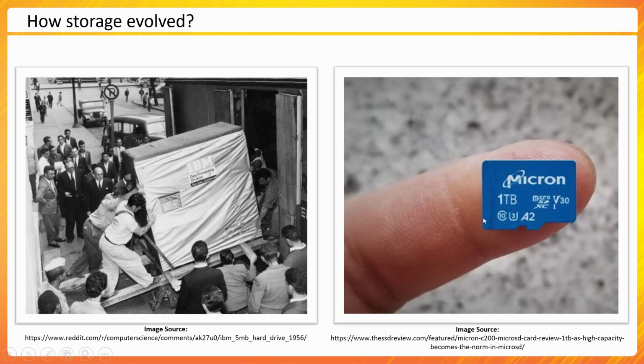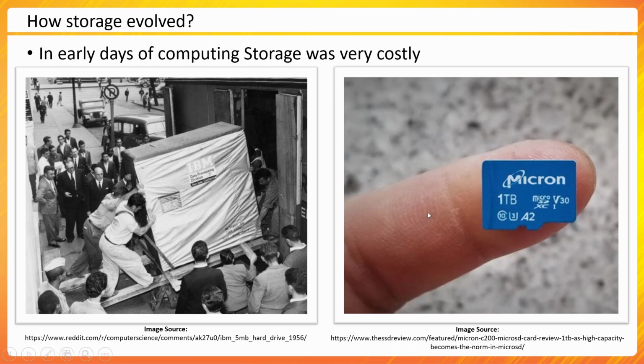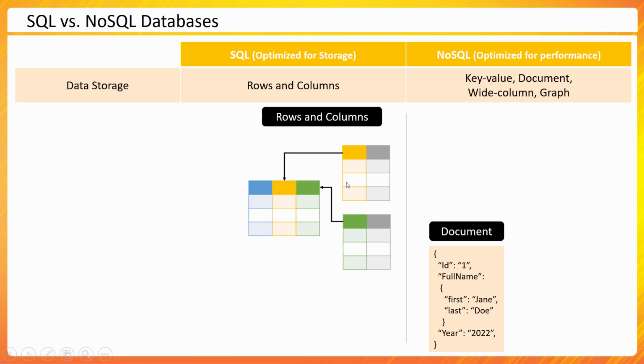So in the early days of computing, storage was very costly. A very huge cost was there for storage. So whatever systems were designed, they were designed in a way that they would optimize storage. Instead of keeping data in a duplicate fashion, they would ensure that data is kept uniquely, and then we build relationships on top of that data to get that information. And that's what I meant when I said SQL databases were optimized for storage.